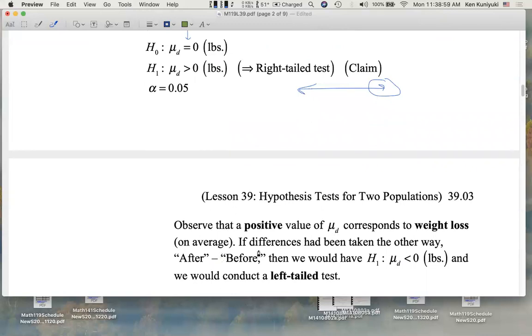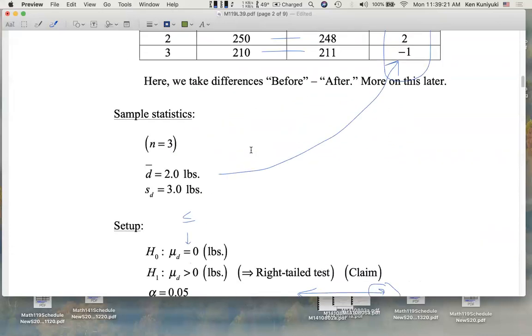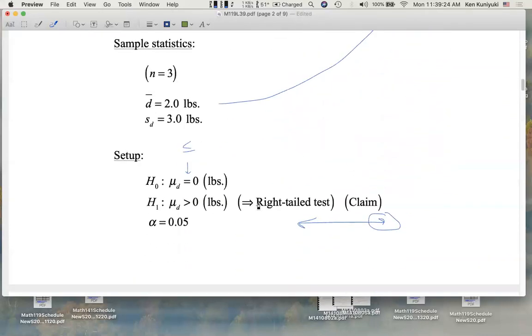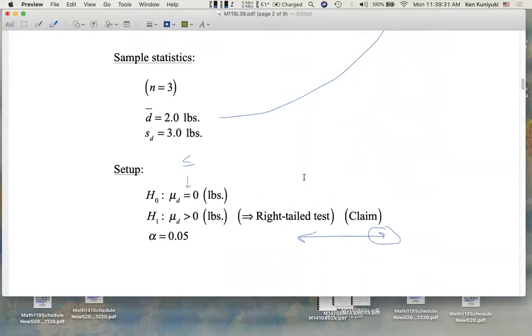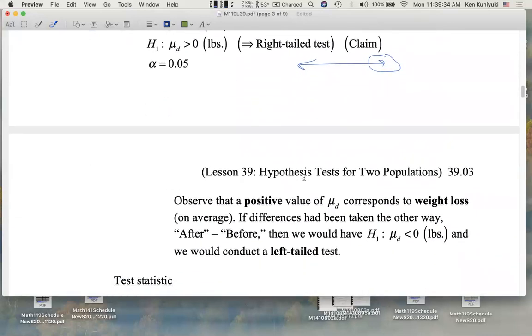Bear in mind that a positive value for mu sub d corresponds to weight loss on average. But if we had taken the differences after minus before, then this would have been a left-tailed test. And basically, you'd get an equivalent result. Your conclusion will be equivalent in either case if you're using the same claim. So you could do either. You could set it up as before minus after, in which case we have a right-tailed test here, or you could set up the differences as after minus before, in which case it would be a left-tailed test. Either is fine. Just be consistent.